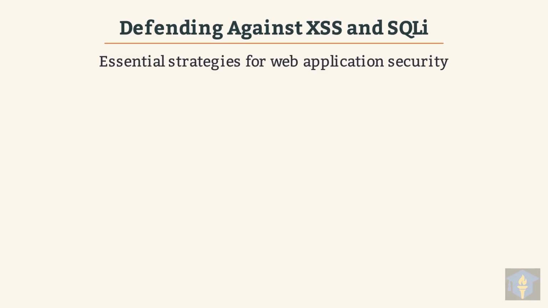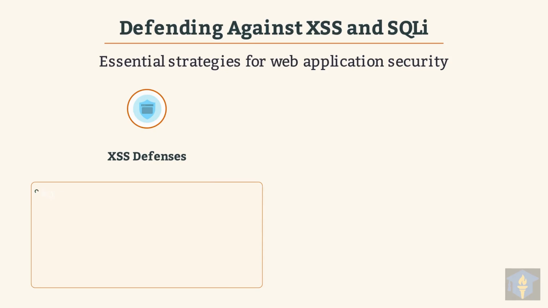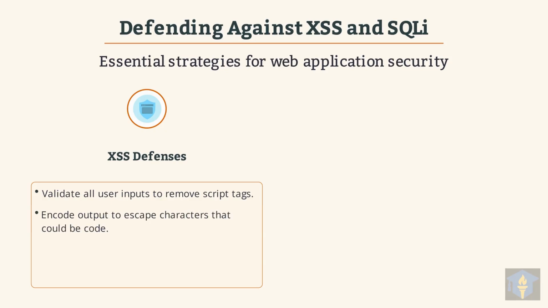These are crucial strategies for building robust web application security and protecting your users effectively. Let's first discuss the key defensive measures specifically tailored for preventing XSS attacks. Always validate all user inputs rigorously, removing any potentially malicious script tags before processing them. Also, encode all output to escape characters that could be interpreted as executable code by the browser. Furthermore, implement a content security policy, or CSP, to restrict script sources and enhance security.